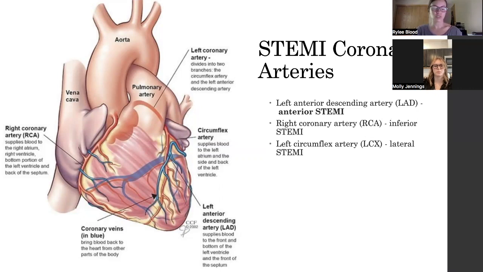Dying ventricles cannot adequately perfuse the rest of the body because they're not getting enough of the blood right in through here. The right coronary artery, it's considered an inferior STEMI, and that is right through here, as you can see on the picture. And then the left circumflex artery is here, supplies blood to the left atrium and to the side and back of the left ventricle.